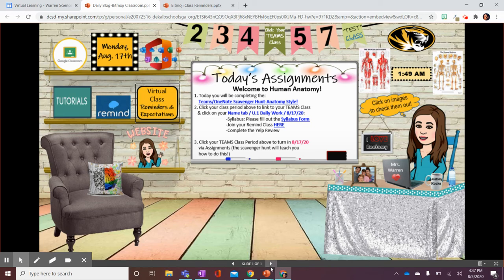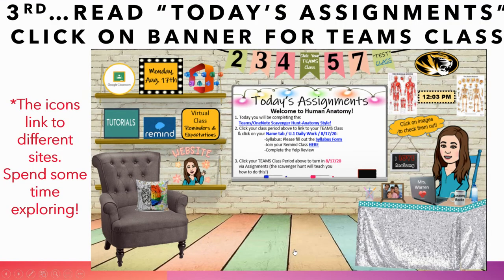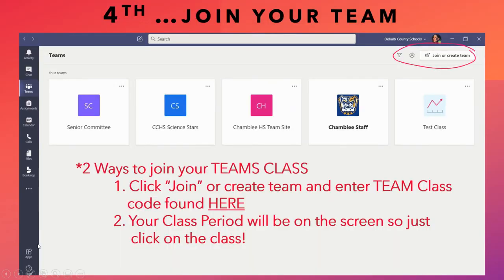So I'm going to go back to the presentation here, and we're going to click to the next slide. So let's say you're in period 2. You're going to click on 2, and it's going to take you to Teams. Now, the fourth step, guys, is that you are going to join your team. Now, there's a couple different ways. If you're clicking a link, it may just show up right here for you. And all you'll have to do is click on, let's say this is period 2, human anatomy. Otherwise, you're going to click up here at the top where it says join or create a team, and you will enter the team class code.